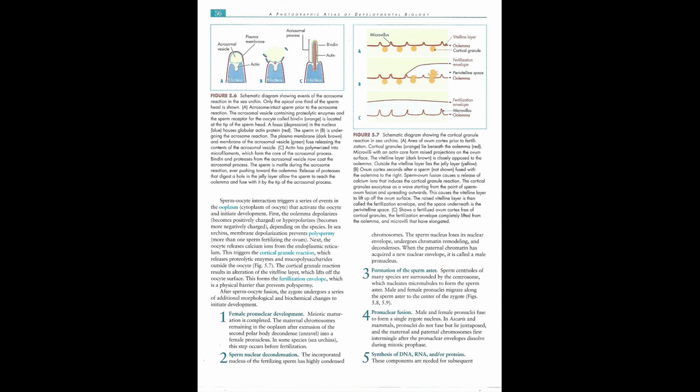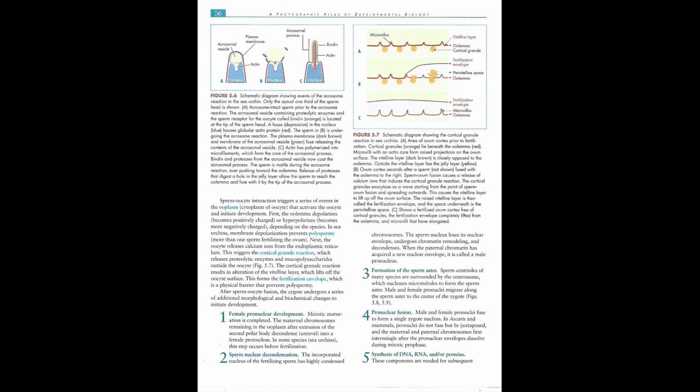Formation of the sperm aster. Sperm centrioles of many species are surrounded by the centrosome, which nucleates microtubules to form the sperm aster. Male and female pronuclei migrate along the sperm aster to the center of the zygote, Figs 5.8, 5.9. Pronuclear fusion: male and female pronuclei fuse to form a single zygote nucleus. In Ascaris and mammals, pronuclei do not fuse but lie juxtaposed, and the maternal and paternal chromosomes first intermingle after the pronuclear envelopes dissolve during mitotic prophase.